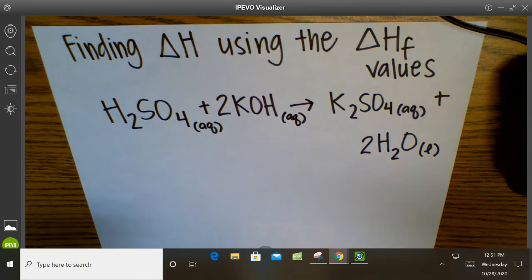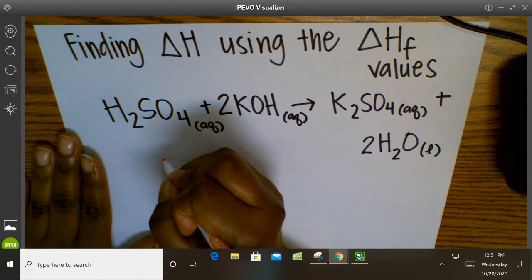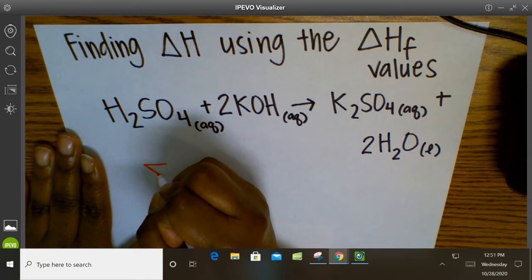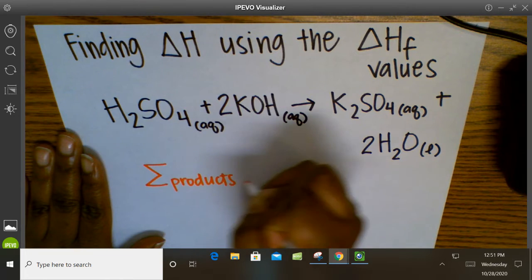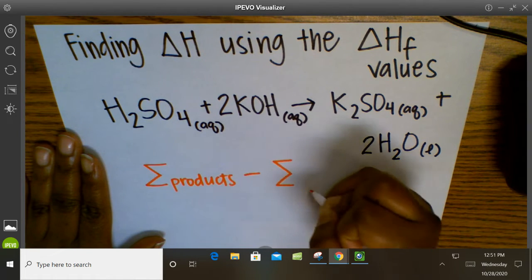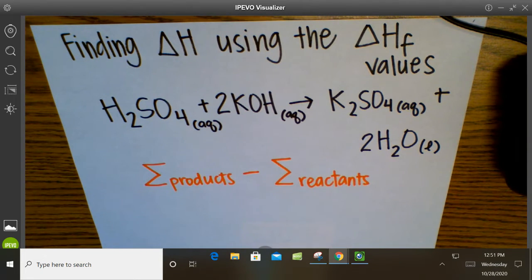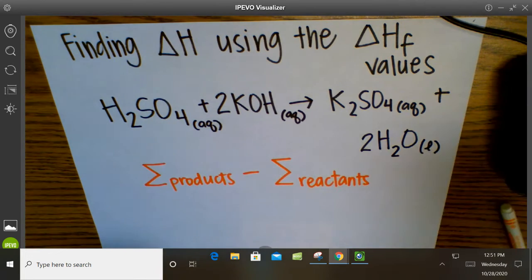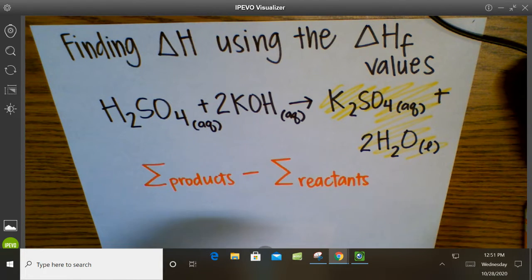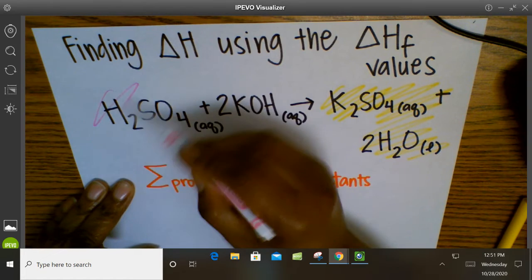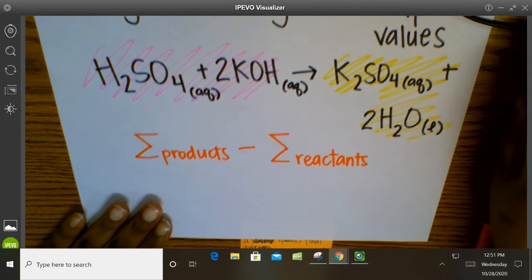And if we look back just a couple of slides, you will see that the equation that we're going to use is the sum of our products minus the sum of our reactants. Now, hopefully we all remember the things that are in yellow are our products, and the things that are in pink are the reactants, okay? So it's going to be products minus reactants.